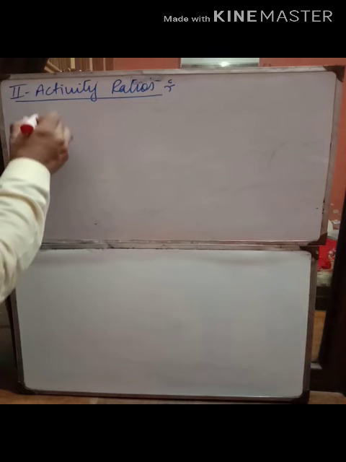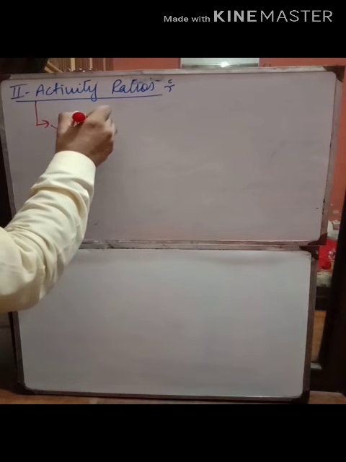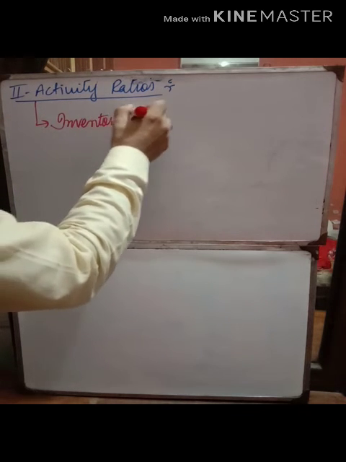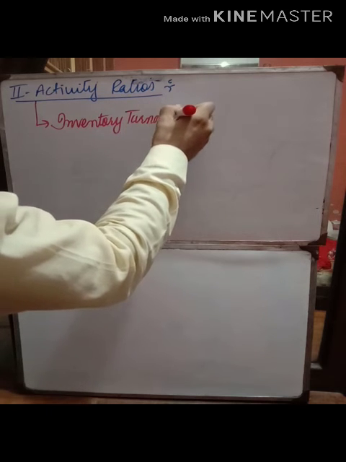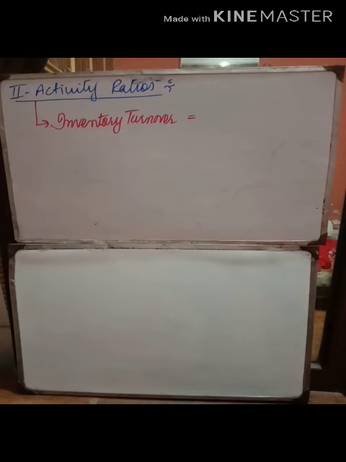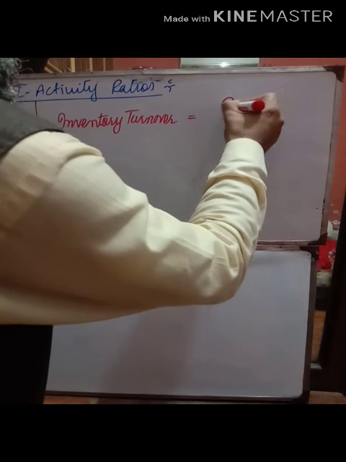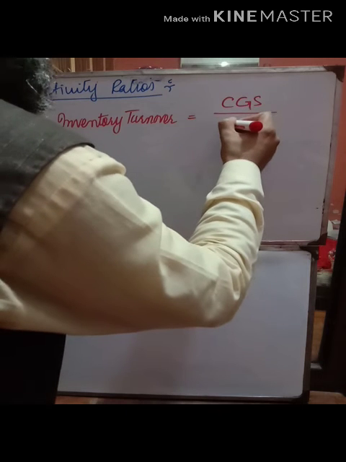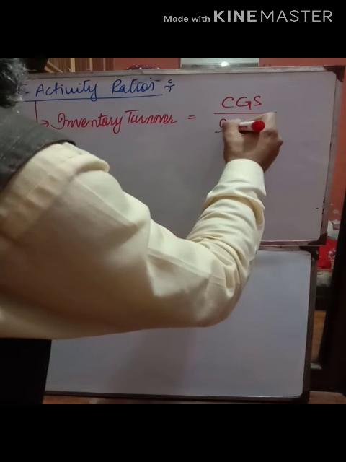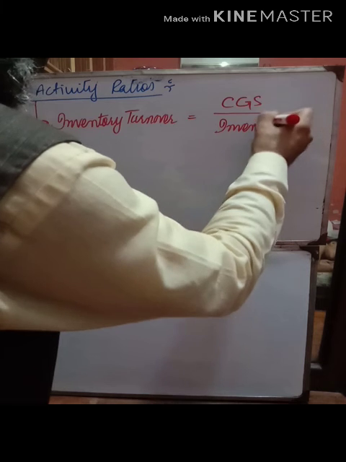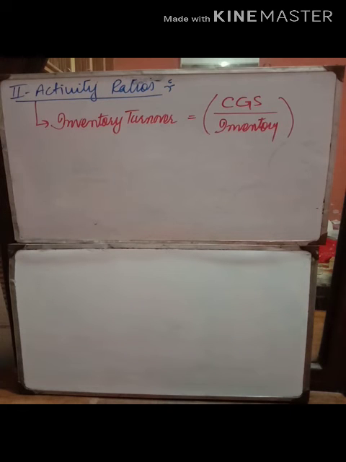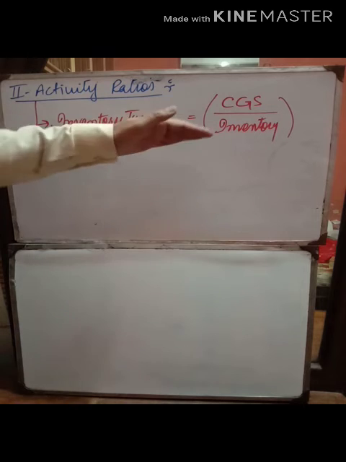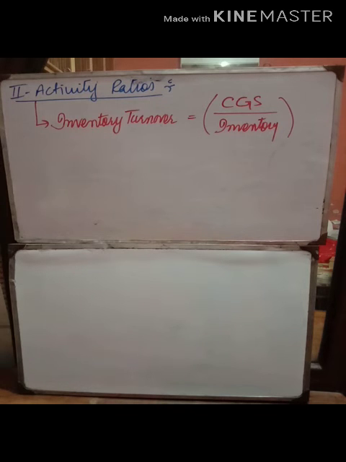Number one is inventory turnover. The first ratio under activity ratios is inventory turnover. Inventory turnover can be calculated by CGS divided by ending inventory. If CGS is divided by ending inventory, then we get the inventory turnover. Inventory turnover is always measured in terms of times, meaning how many times inventory is sold.